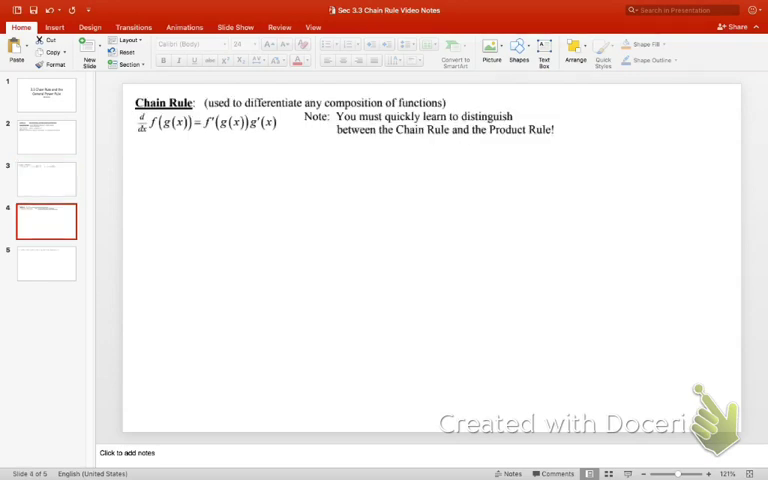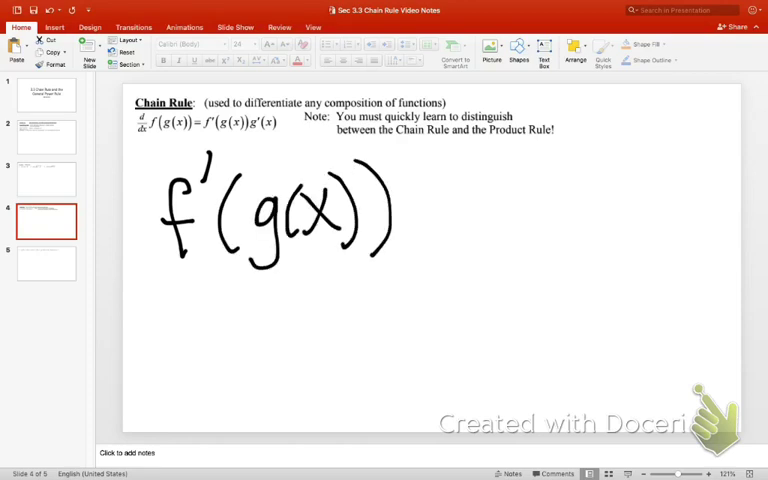So the chain rule is very similar to the general power rule, but we're just looking at essentially a composition of functions, so a function inside another function. So with this, we are taking the derivative of the outside function, we leave the inside function like it is, times the derivative of the inside. So once again, that's the derivative of the outside function. We leave the inside like it is, times the derivative of the inside function.